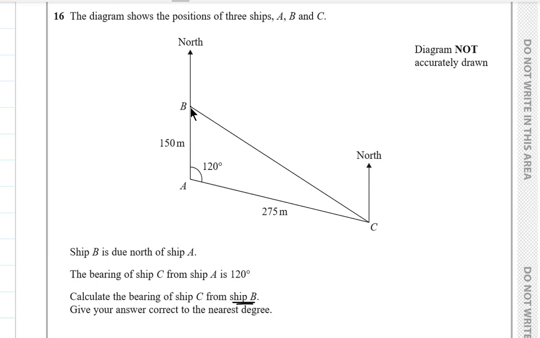So the required is to get this angle. Don't forget, okay? And of course, to get this angle, we should get angle B here first. We can call it X. If I get X, I will get the required angle by writing 180 minus X. Calculate the bearing here and then give your answer correct to the nearest degree.